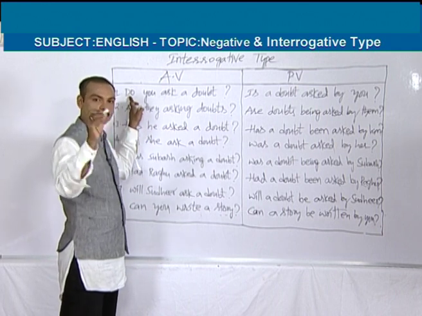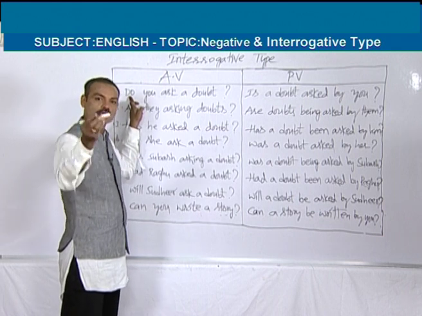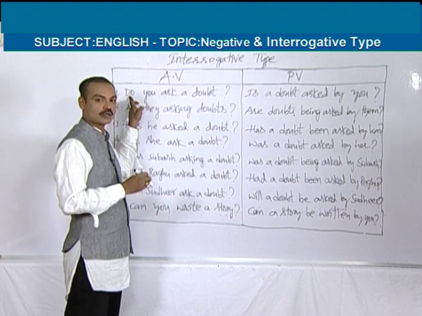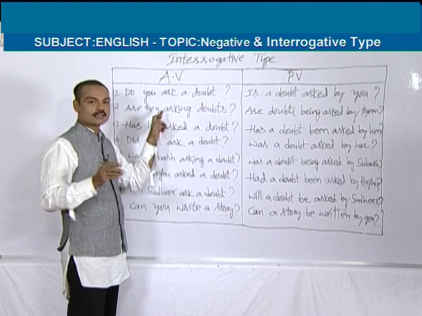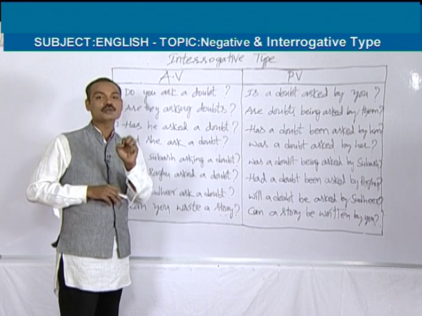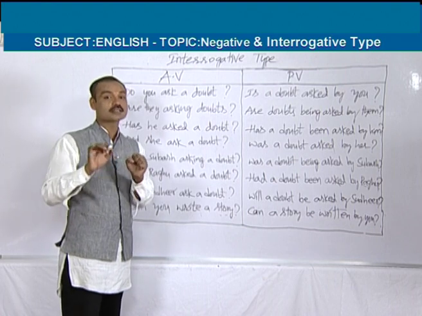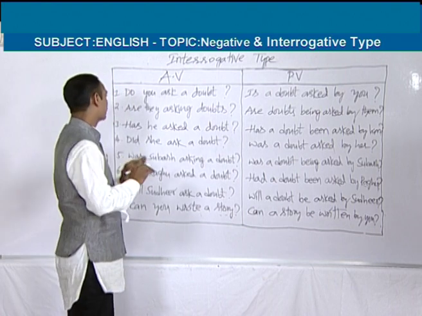Does he ask a doubt? Does she ask a doubt? Does Subhash ask a doubt? Does Sudhir ask a doubt? Does Raghu ask a doubt? Like that. For example, if we add all the names Subhash, Raghu and Sudhir, so plural: do Subhash, Sudhir and Raghu ask a doubt? So like that, friends.